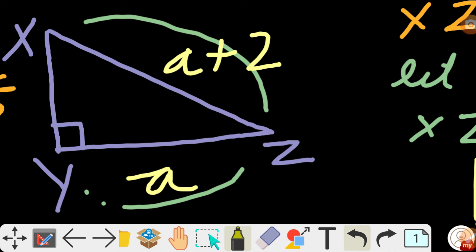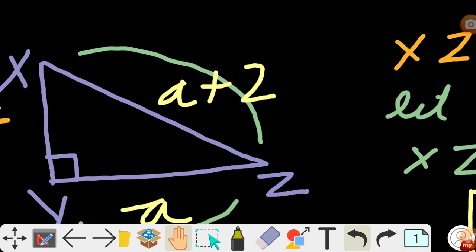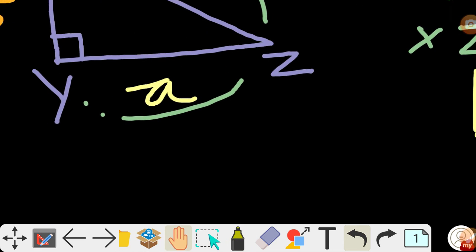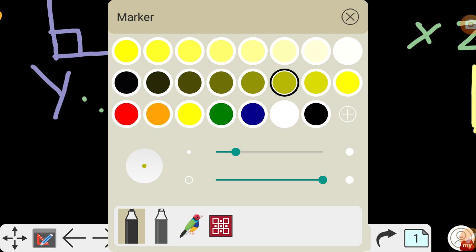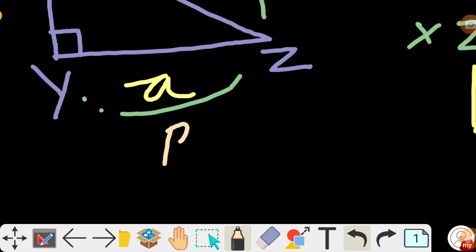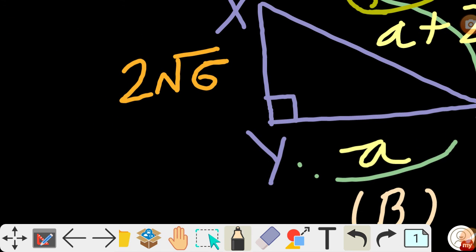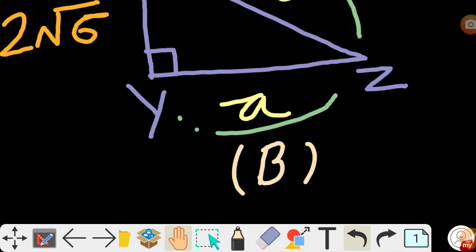I explained what these things are. You can see here XZ is the hypotenuse, yes or no? This is the hypotenuse. YZ here is the base, and XY here is the perpendicular.